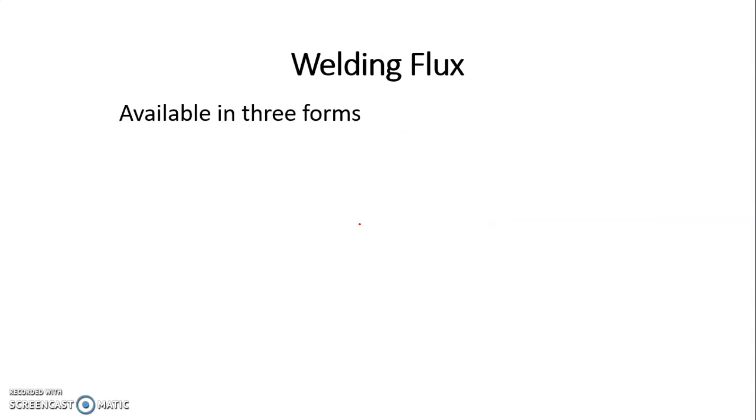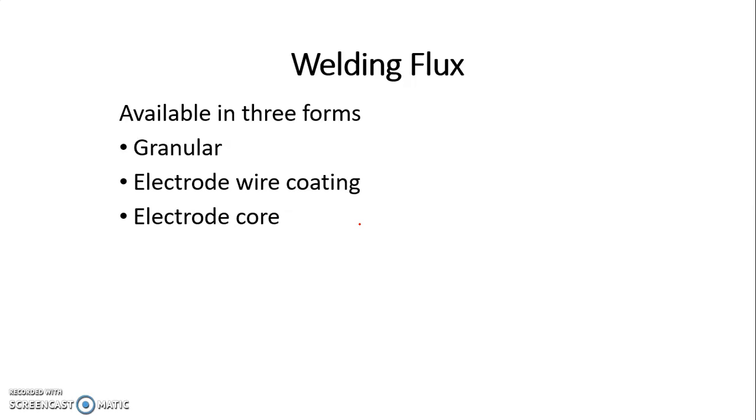Now, the welding flux is available in three forms: granular, electrode wire coating, and electrode coat. We discussed the welding flux in the previous lecture.